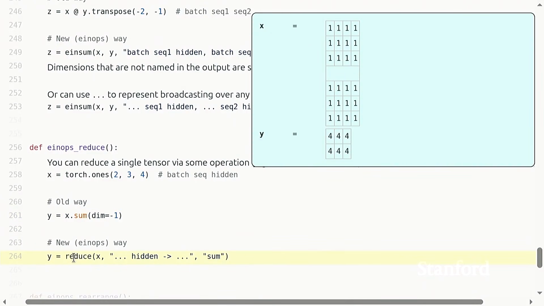There's a function from Einops called reduce, which allows you to take a single tensor and specify the operation, which could be sum or min or max. Again, any dimension that doesn't get mentioned in the output gets processed away. And here the processing operation is sum, so it's going to sum all the elements across the rows. Whereas if this were max, I'm going to take the maximum across the rows and so on and so forth.